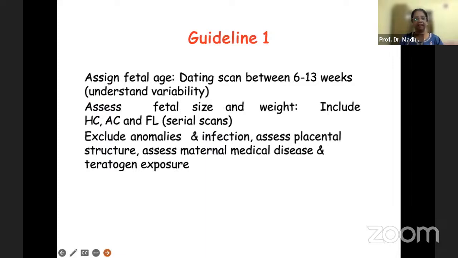First guideline: anytime you have a pregnancy, the first thing you do is assign the fetal age, assign the EDD. What we assign now will not change. The dating scan has to be done between 6 to 13 weeks, and do serial scans. It's very important that serial scans are done. Exclude anomalies, infection, assess the placental structure if possible, and also see if there's any teratogen or any maternal disease.